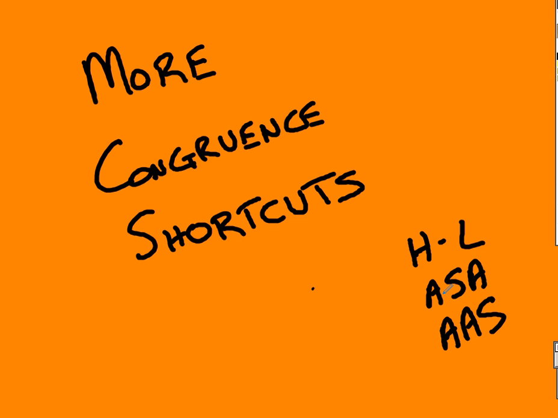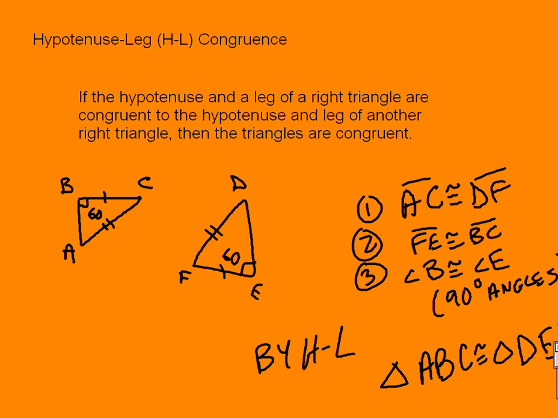Alright, we're looking here at some more possible congruence shortcuts. We're going to look at hypotenuse leg, angle side angle, and angle side. First one, hypotenuse leg, here's the definition.